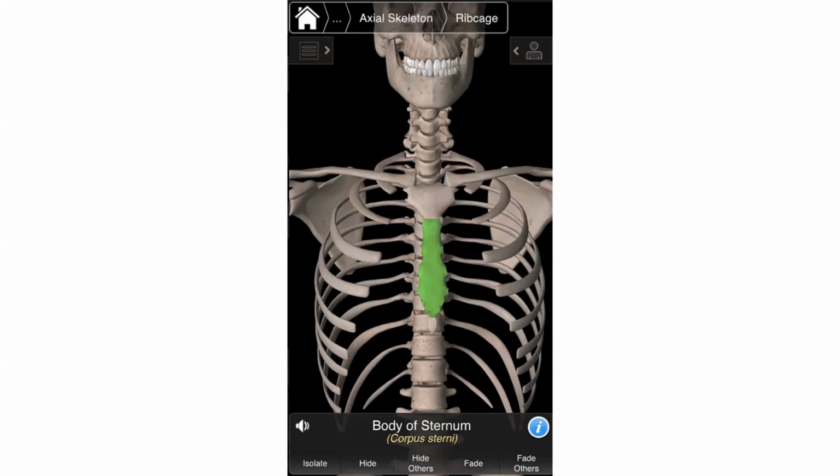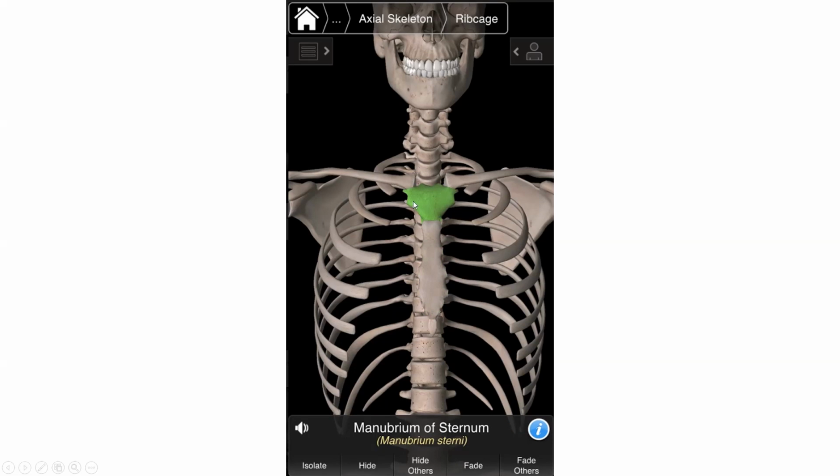Then last, we have our sternum. Sternum's pretty straightforward. There's three parts to it: the body of the sternum, the manubrium, and the xiphoid. What is highlighted here is the body of the sternum. The body is the middle part of the sternum, so it's all of this in the middle. So that's the body. Then we go to the manubrium.